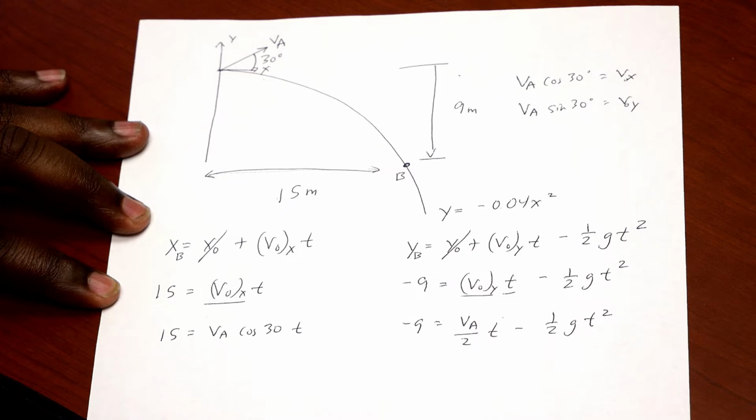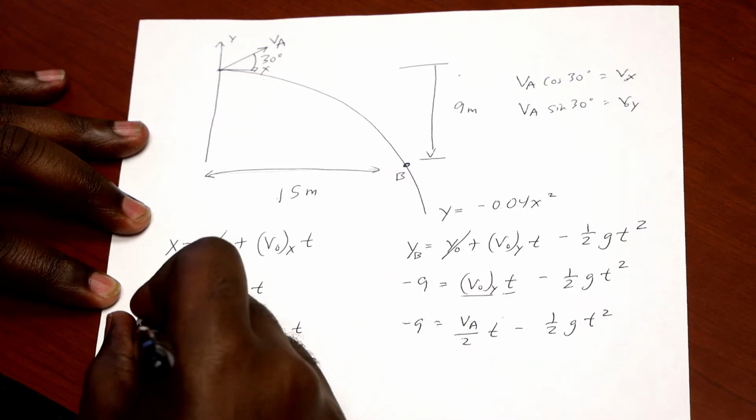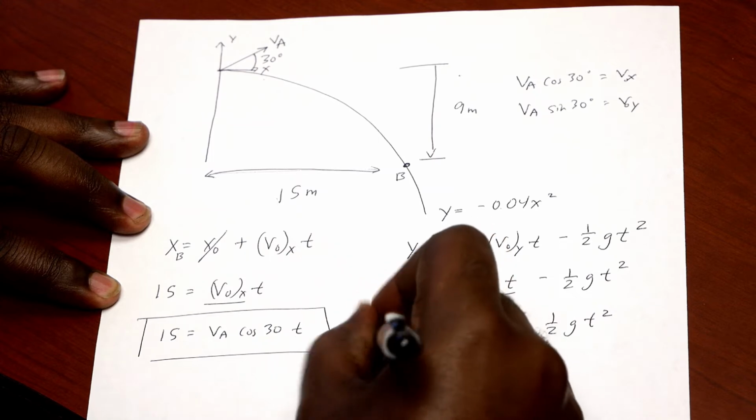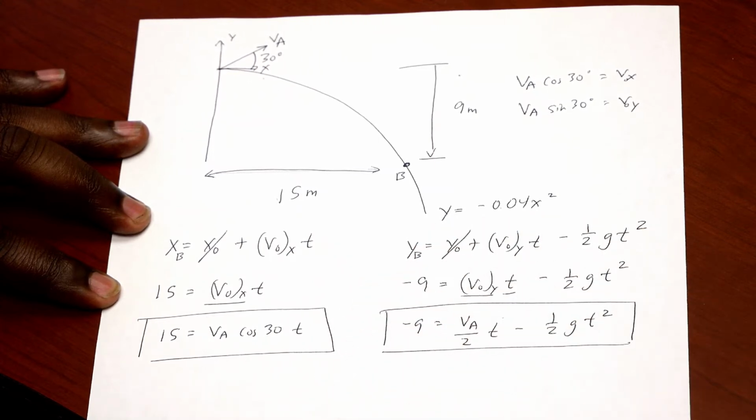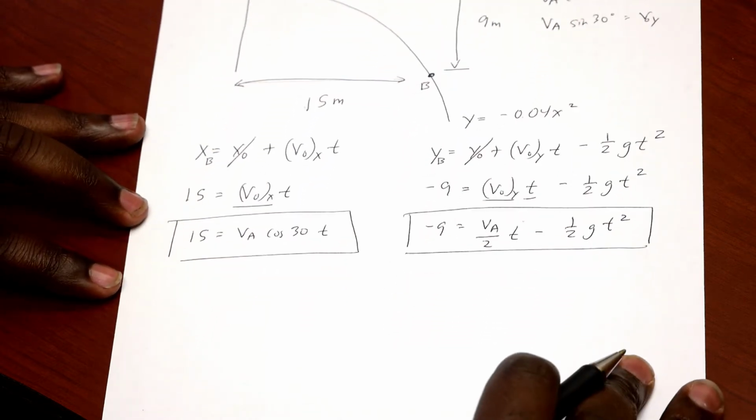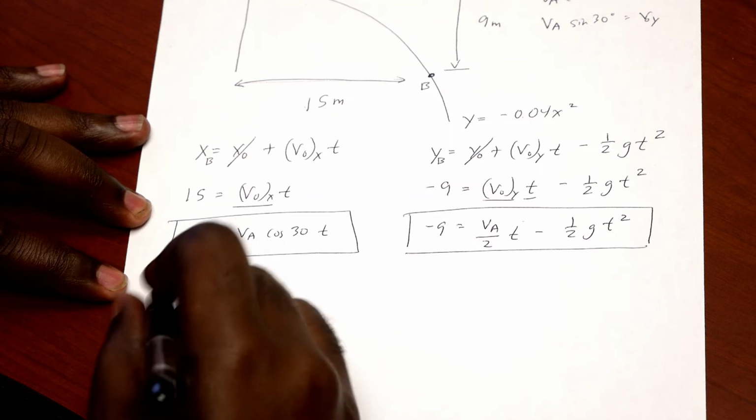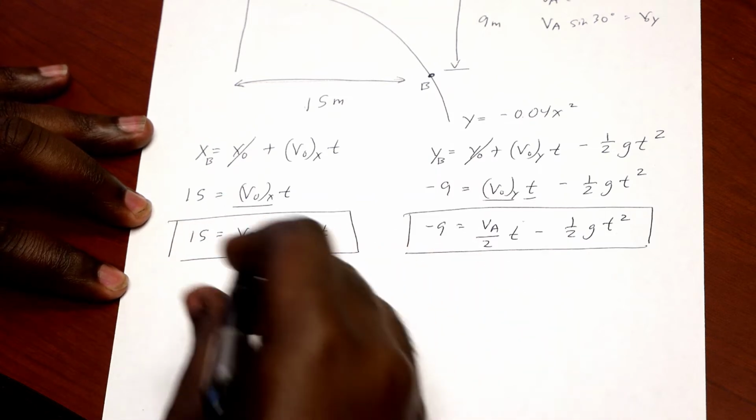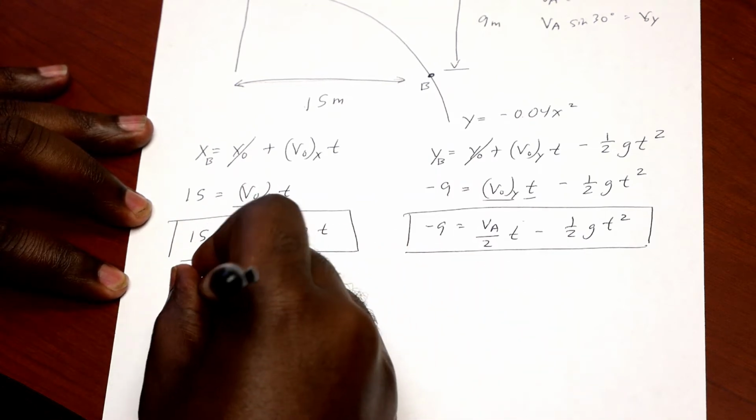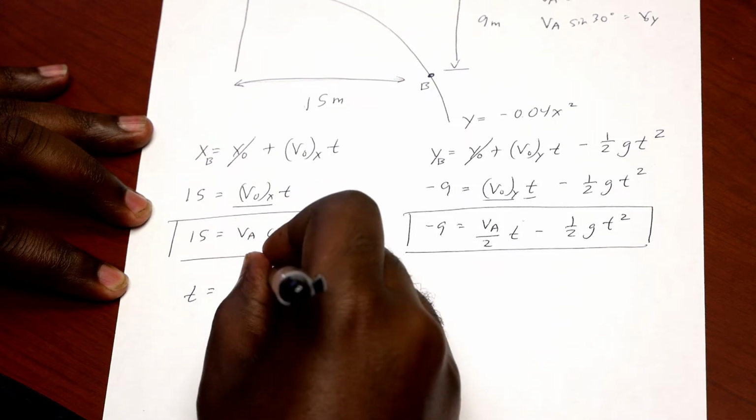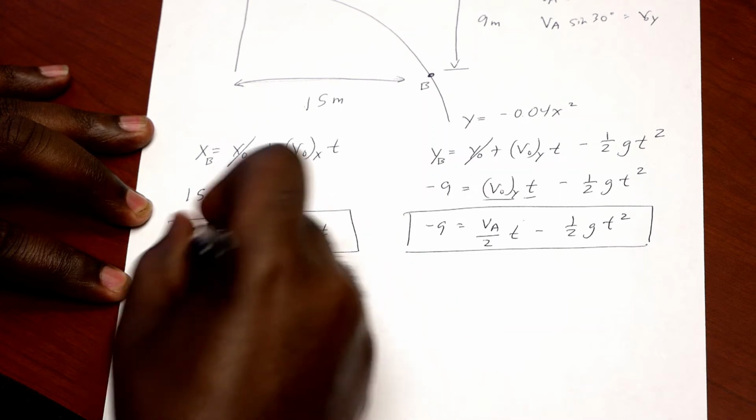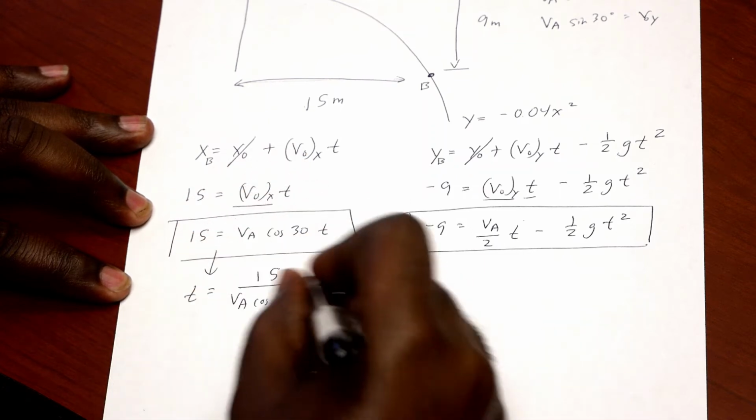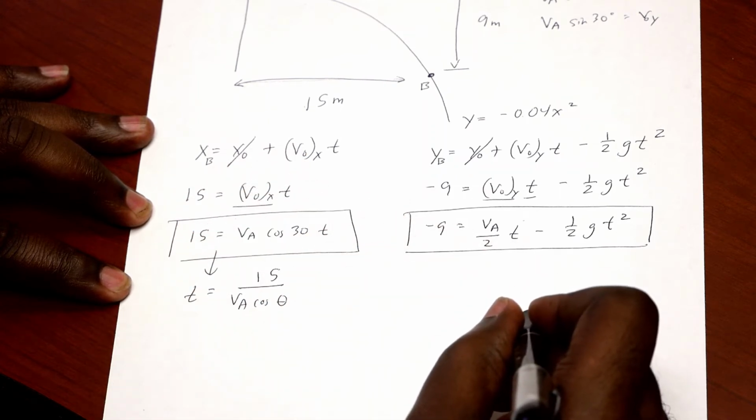All right, so from this point, we have two equations with two unknowns, and so we solve that by substitution. The first step we can make is that we can actually solve for T, right? So if we solve for T, we can substitute that in. We know that T is equal to 15 over VA cosine 30, and that's directly from this equation here. And then we substitute that T into the second equation.